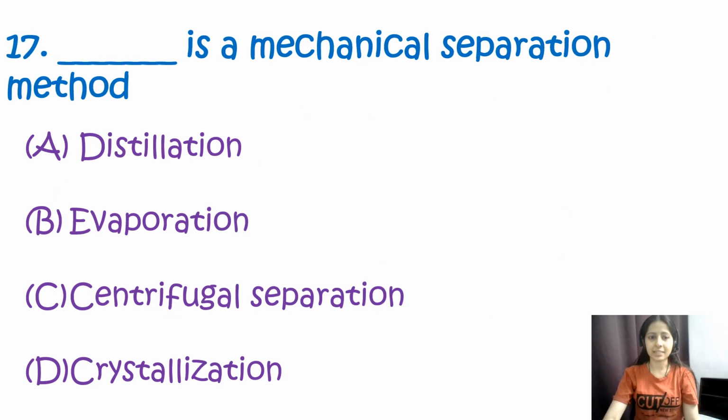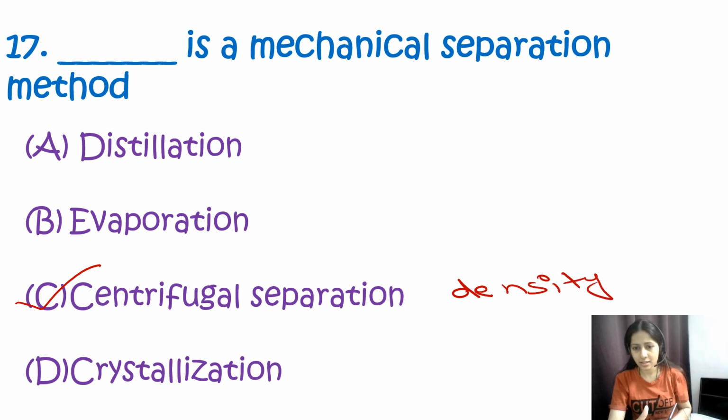Question number 17. Dash is a mechanical separation method. So options are distillation, evaporation, centrifugal separation or crystallization. So over here my correct option is option number C, that is centrifugal separation. So centrifugal separation is a mechanical separation method, and in centrifugal separation the particles are separated from a fluid or a mixture based on their density difference.